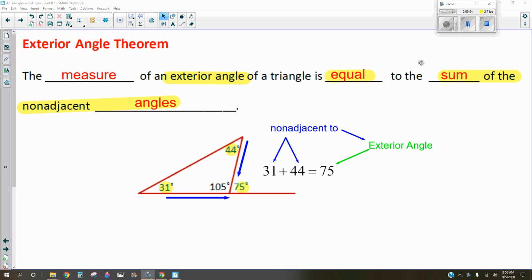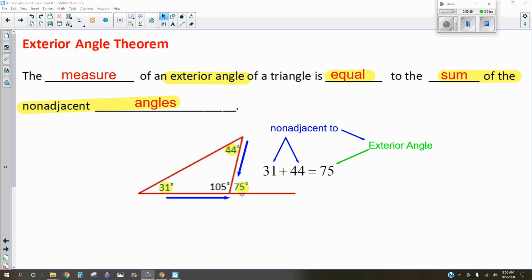There's one more short concept that makes solving triangles a little easier. It's called the exterior angle theorem. And the exterior angle theorem says that an exterior angle, in our case 75, will always be equal to the sum of the non-adjacent angles.